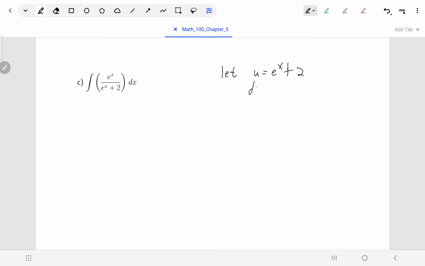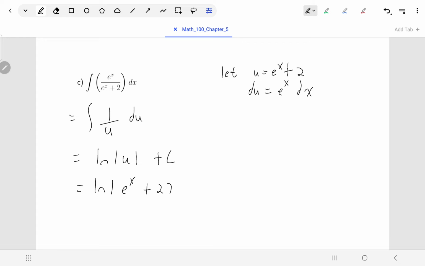That means my differential du is just the derivative, which is e to the x dx. And I have a replacement for everybody. The e to the x plus 2 in the denominator is now u in the denominator, and e to the x dx is replaced with du. So I've got 1 over u du, which should be natural log of the absolute value of u plus c. So this is the natural log of e to the x plus 2, plus c.